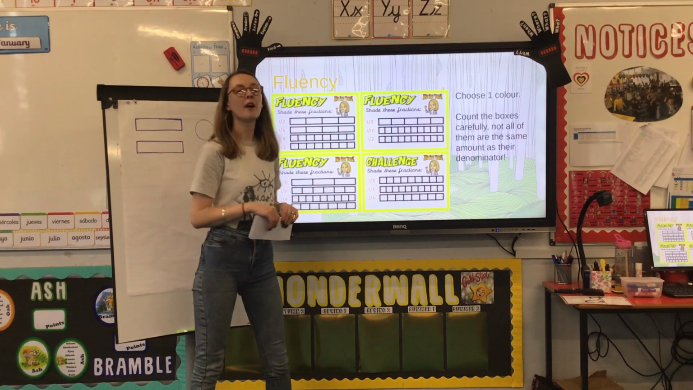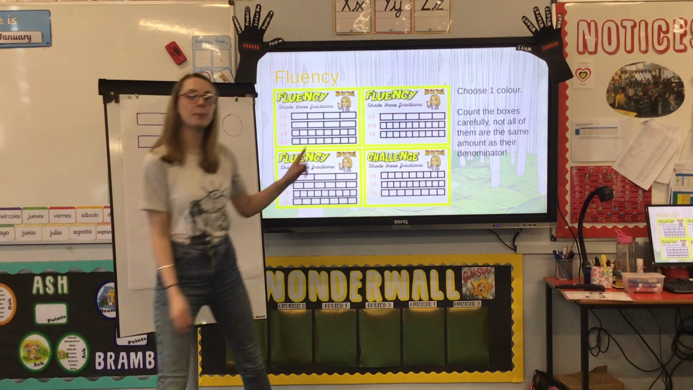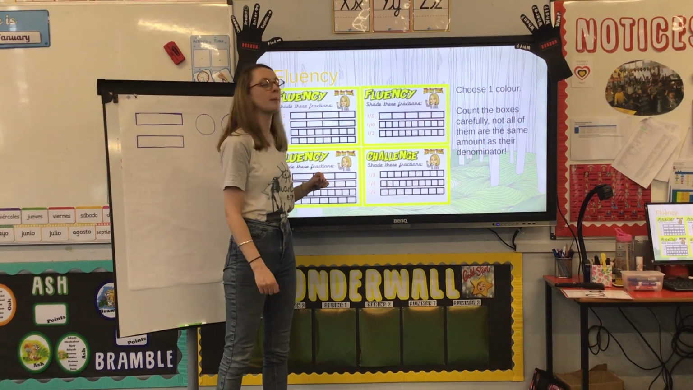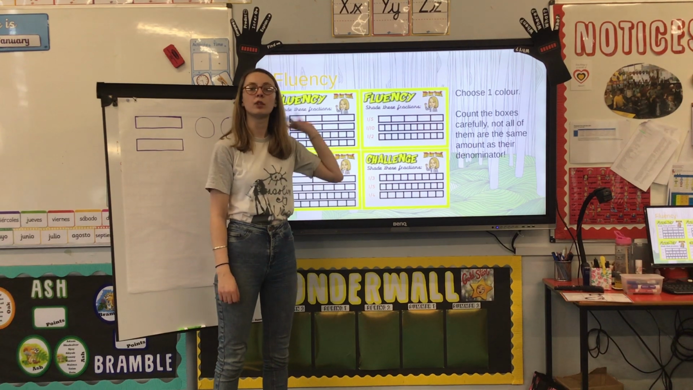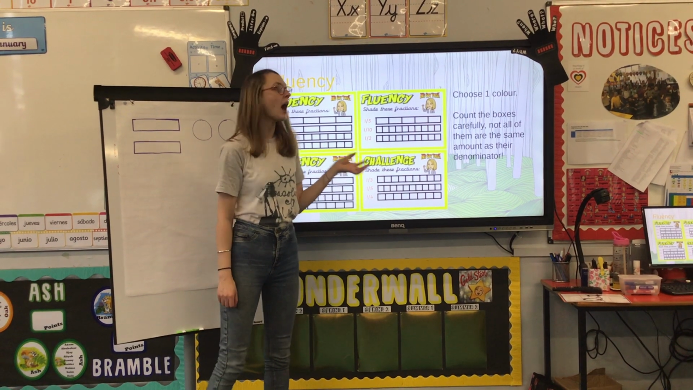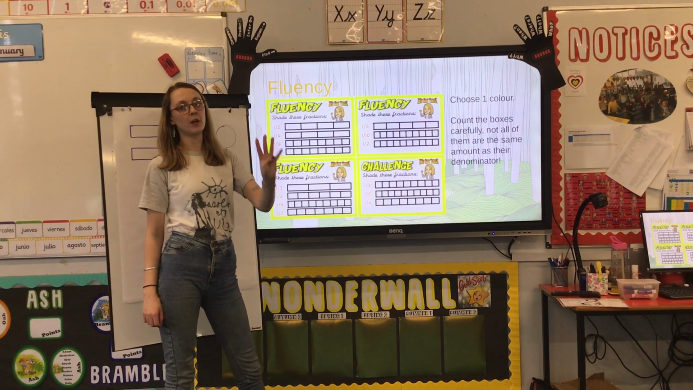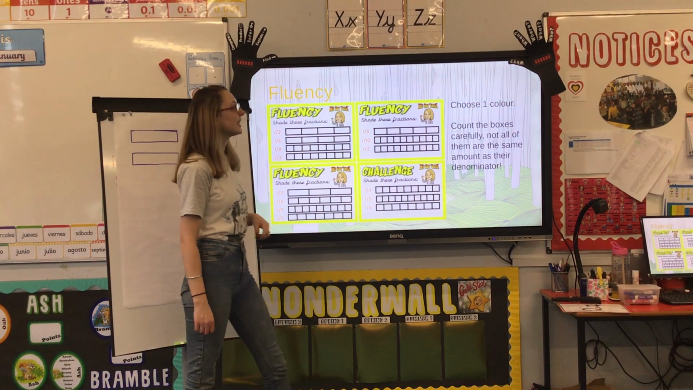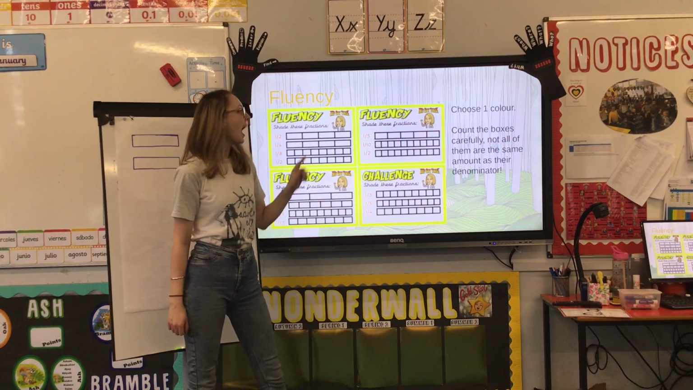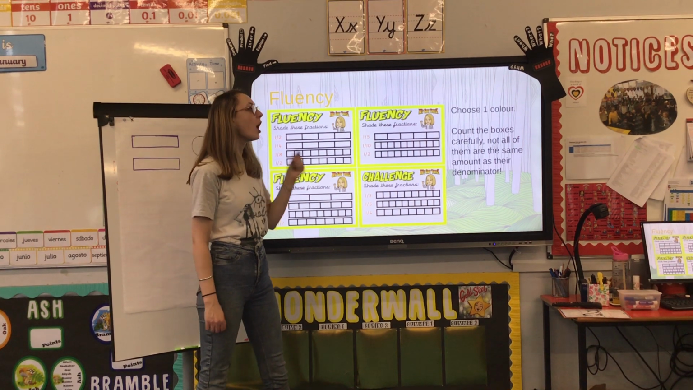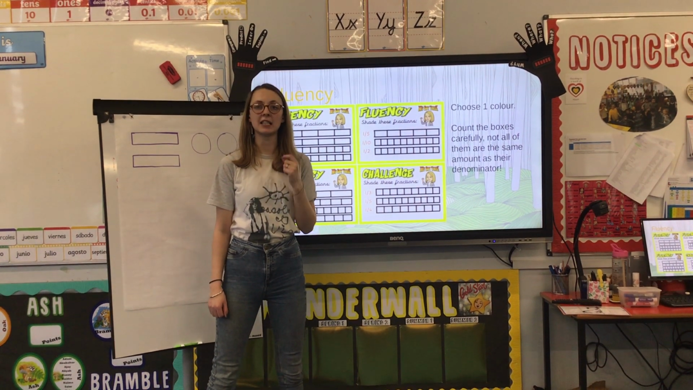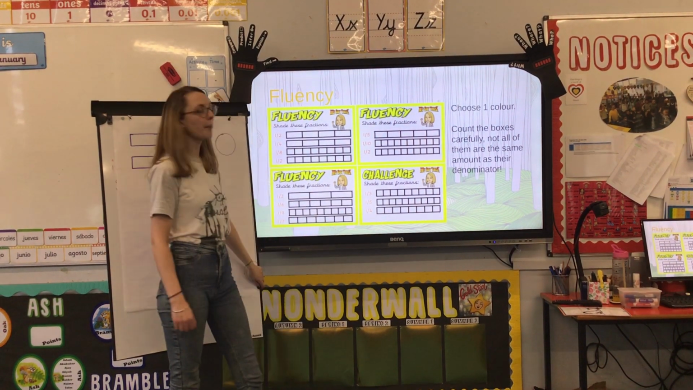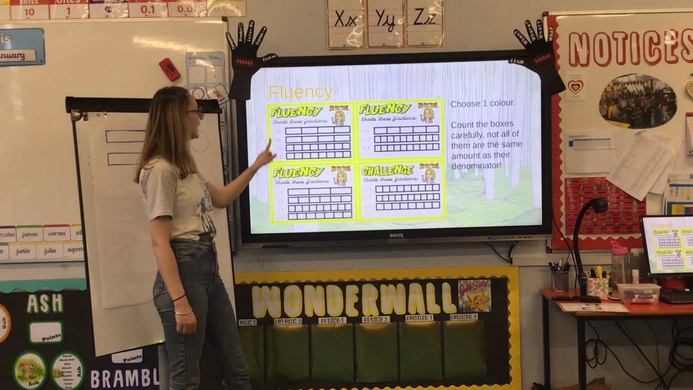Right, we're moving on to our fluency task. Now, this will be on your Google Classroom activity on our lesson, so please make sure you've got this open for this video. And you have 4 fluency activities. It says here, choose 1 colour and count the boxes carefully, because not all of them are the same as their denominator. So for example, this first one here says it's 1/2.